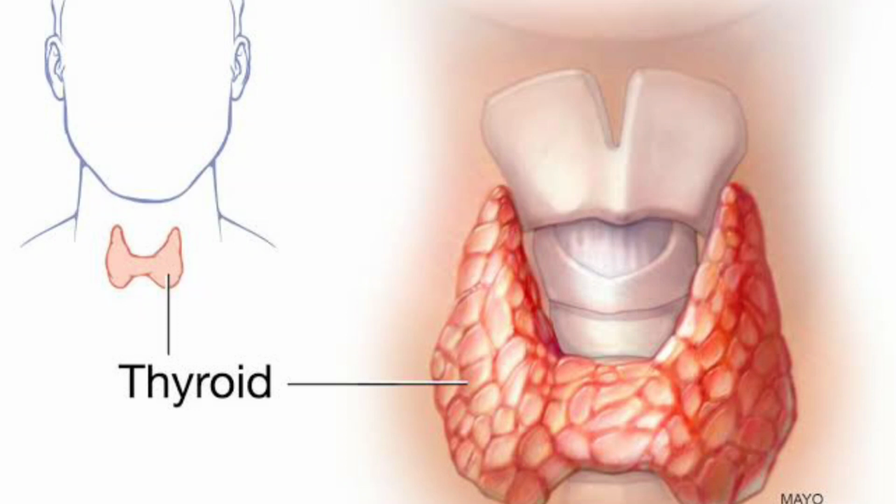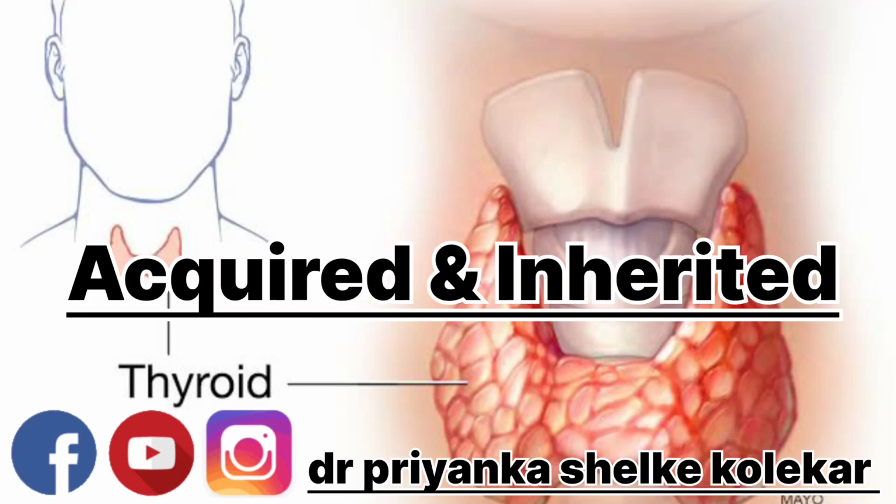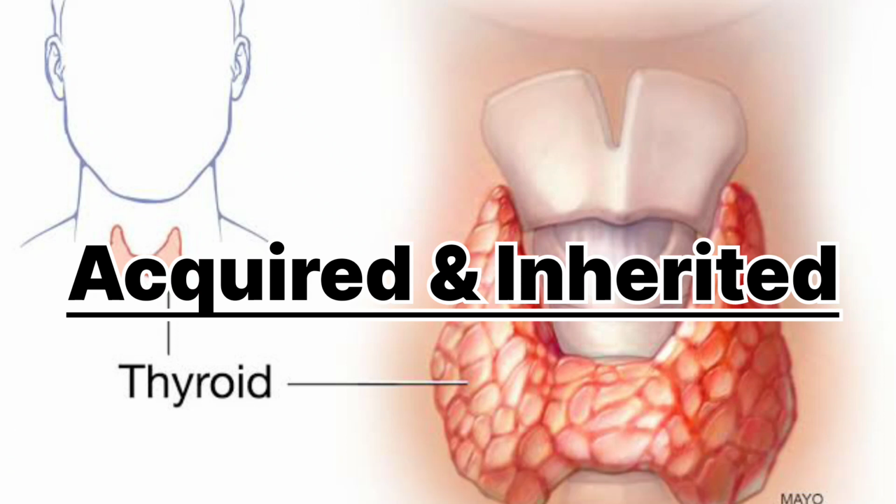Both acquired and inherited conditions and factors can prevent your body from making enough red blood cells. Acquired means you are not born with the condition, but you develop it. And inherited means your parents pass the gene for the condition on to you.